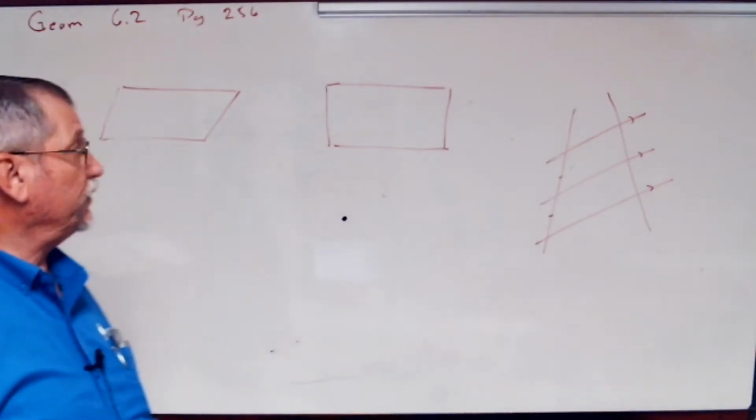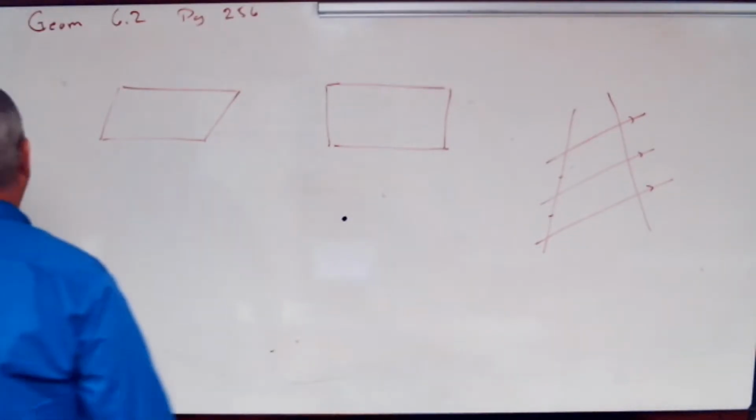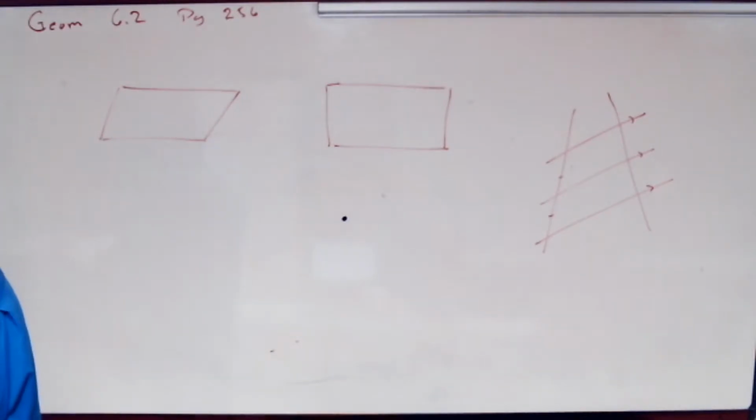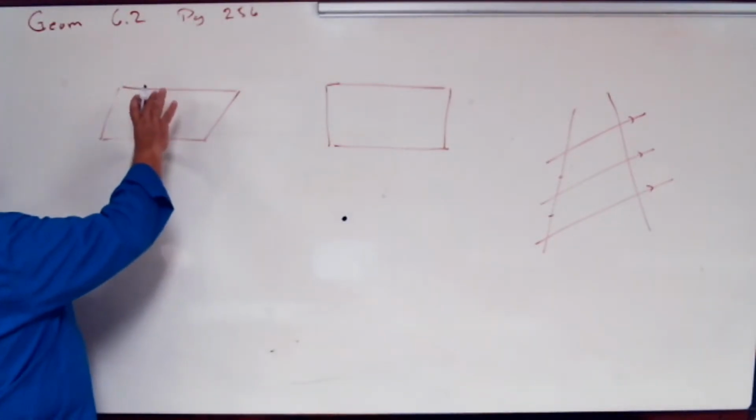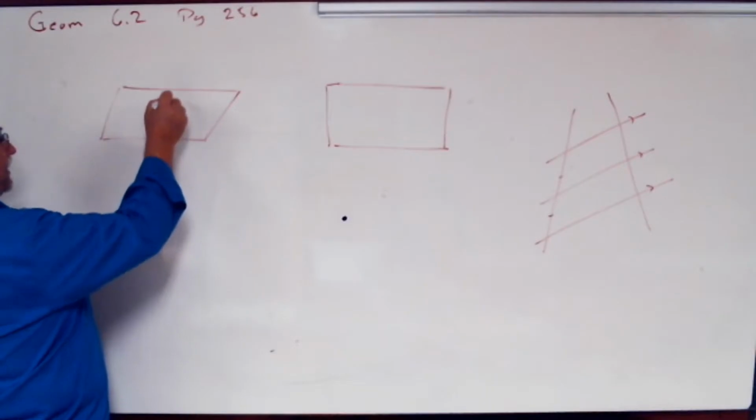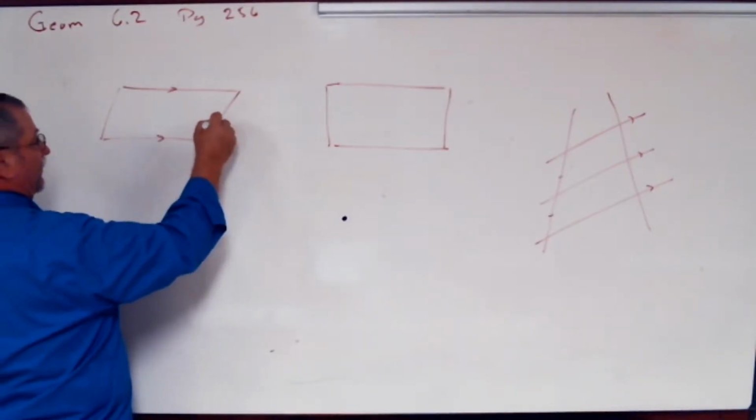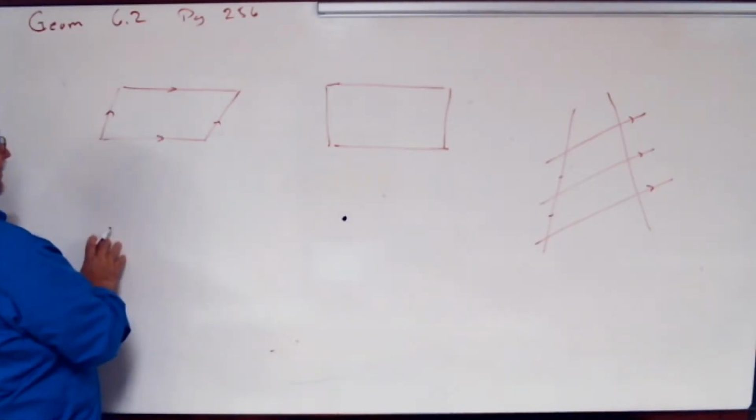Geometry 6.2, page 256. This is talking about characteristics of parallelograms. The first theorem here on 256 says consecutive angles of parallelograms are supplementary and opposite angles are congruent. What this is saying is, if this is a parallelogram, that means that these are parallel and these are parallel. That's the definition of a parallelogram.